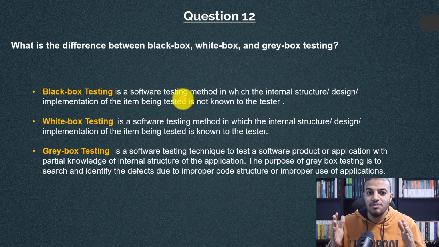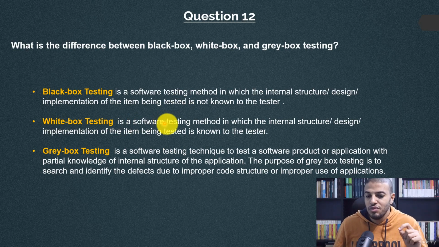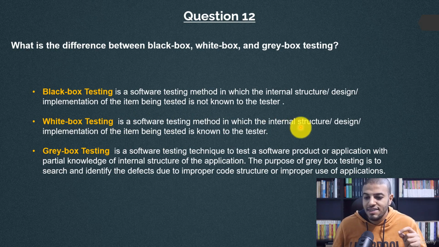On the other hand, if I'm testing the mobile phone using white box testing, in this case I will provide input too, but I will see the internal structure. I will open the mobile and see what is happening to the input that I am providing. So here, white box testing is a software testing method in which the internal structure, design, implementation of the item being tested is known to the tester.